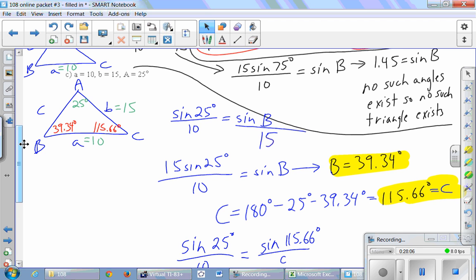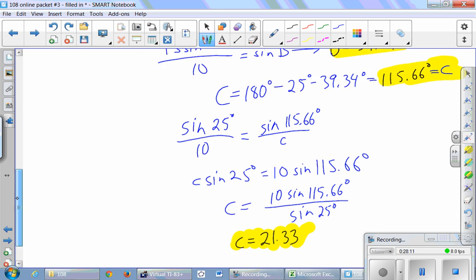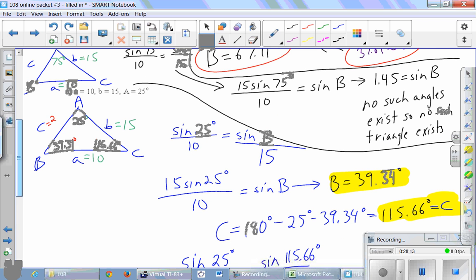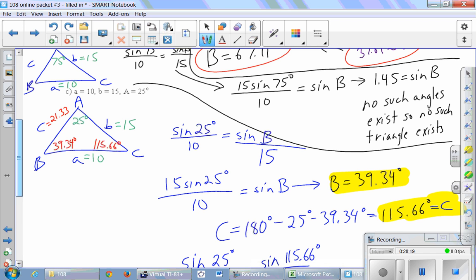And that's that. So I'll fill in red over here. We just found side c was, what was it, 21.33. Okay, and does the triangle make sense just in terms of big sides being opposite big angles? Yeah, 21.33 is the biggest side. It's opposite the 115.66, the biggest angle. The smallest angle, 25, is opposite the smallest side. Okay, so that makes sense.